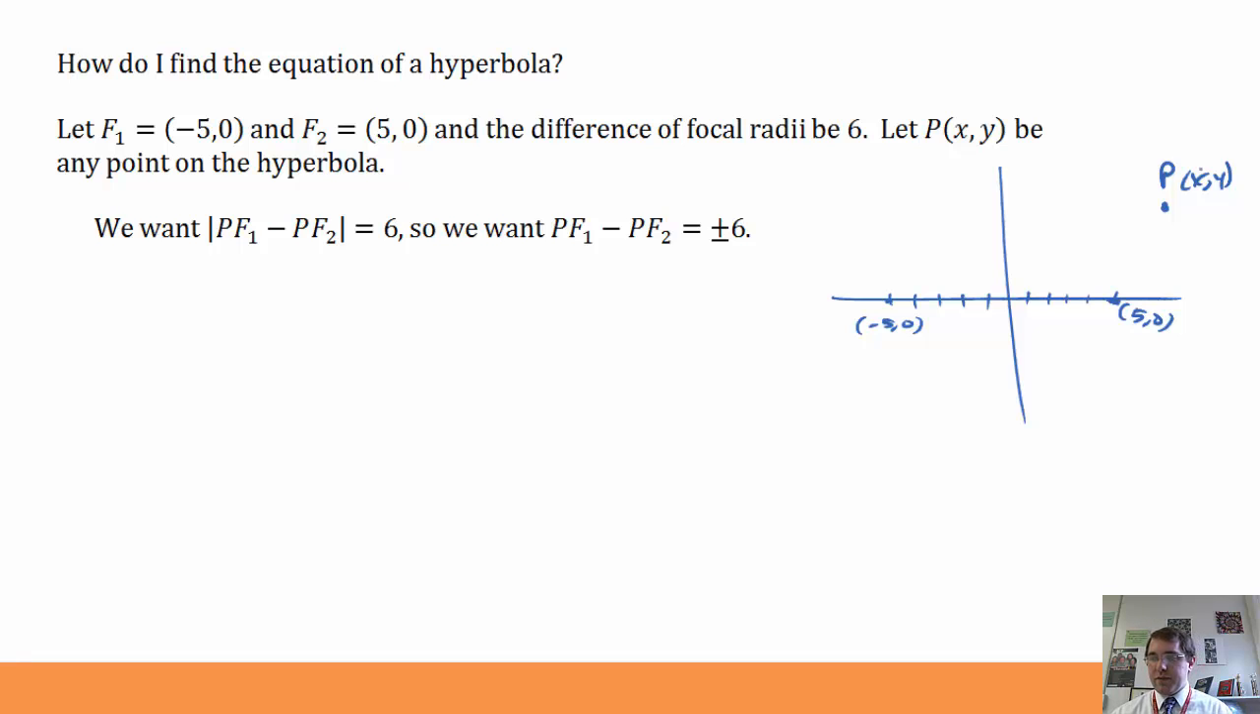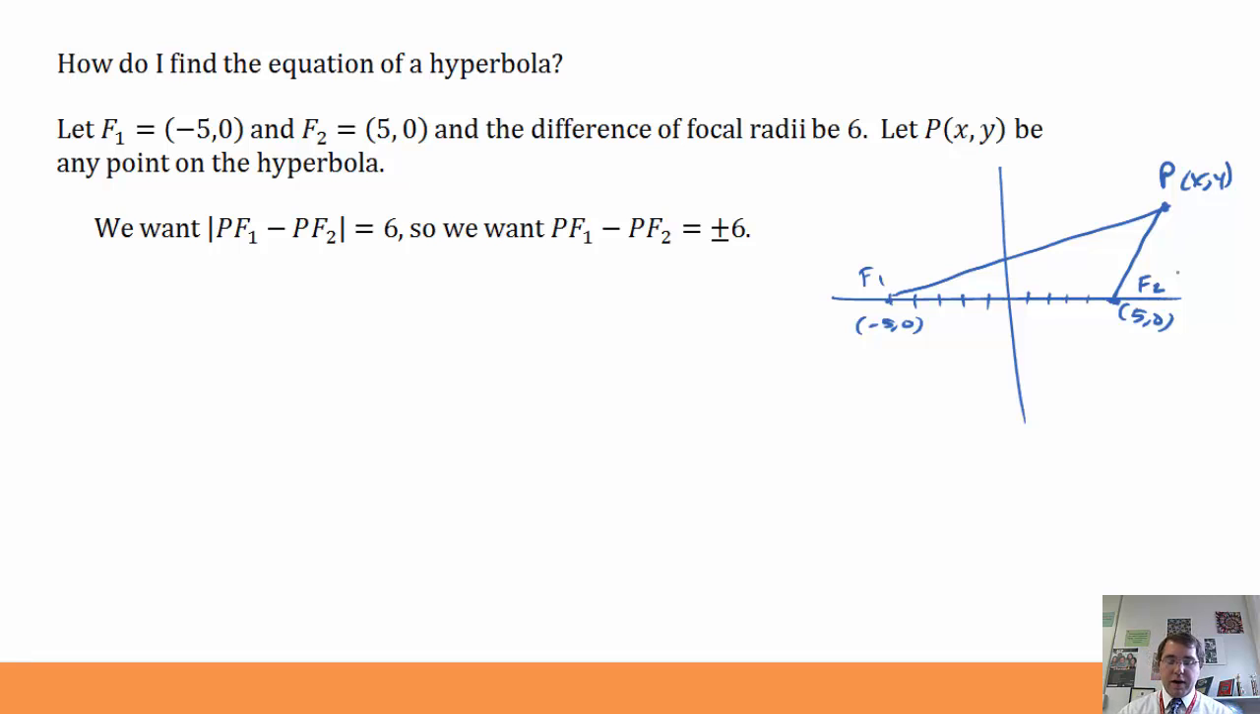Well, what needs to be true? If I take the distance from P to F1, which is this, minus the distance from P to F2, which is that distance, and subtract them, I should get 6. It shouldn't matter which order I subtract them in, as long as I take the absolute value. So if I take PF1 minus PF2 and take the absolute value, that needs to be 6, because I don't know necessarily which one is longer, since P could be anywhere on my hyperbola.